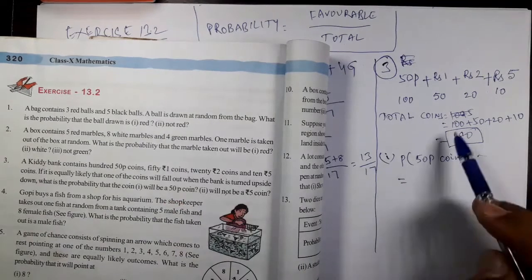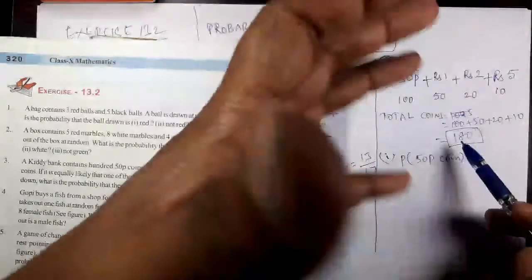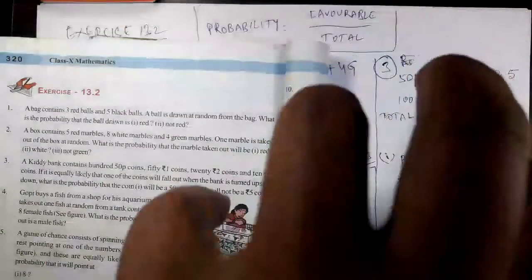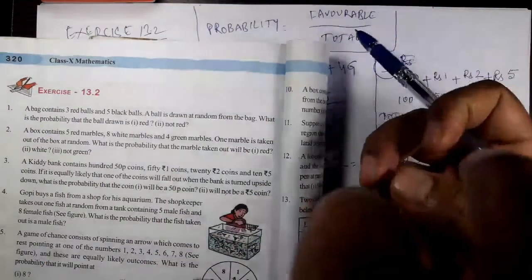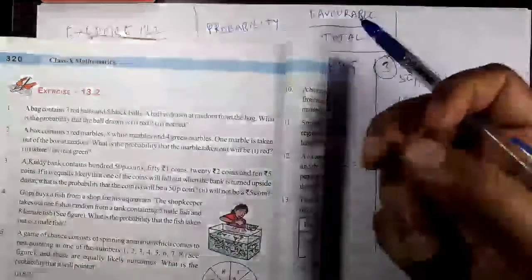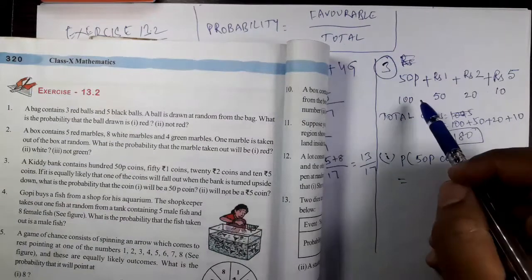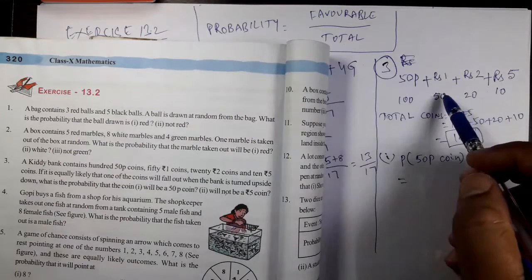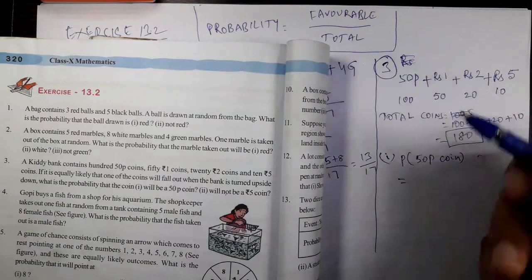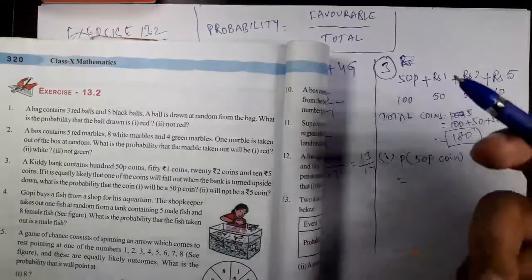So there are altogether 180 coins in that kitty bank. You are just making it upside down. From that hole, one coin definitely will come out. What may that coin be? Can you guess? Will that be a 50 paisa coin? Will that be a 1 rupee coin? Will that be a 2 rupee coin? Will that be a 5 rupee coin? We cannot guess, right? Equal chances.